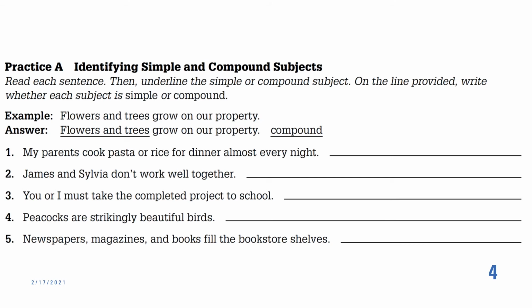Alright, let's correct. Number one, my parents cook. Parents is the subject, and it is one word, even if it is plural, so it is simple. Well done for those who got it right. Number 2, James and Sylvia don't work. I will look before don't work. James and Sylvia is the subject, and since it is joined by a conjunction, it is a compound subject.